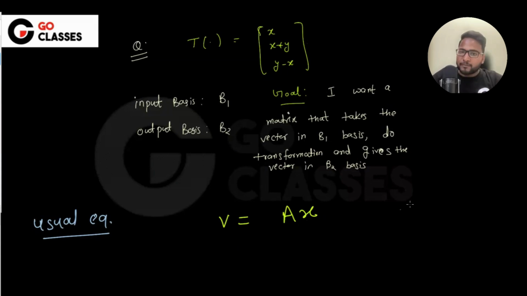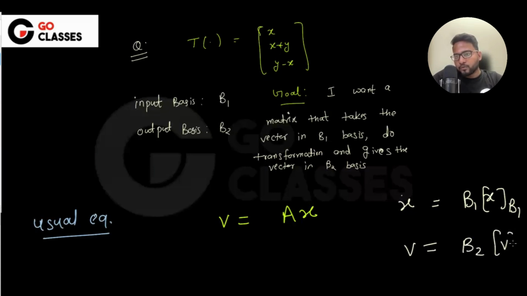Now this X input I want in B1. So let me just write this way. X equal to B1 X B1. Is this fine to everyone? And this V equal to B2 V B2. Is this also fine to everyone? I hope these two equations are fine. Now you just substitute these values. This will be V B2 equal to A B1.